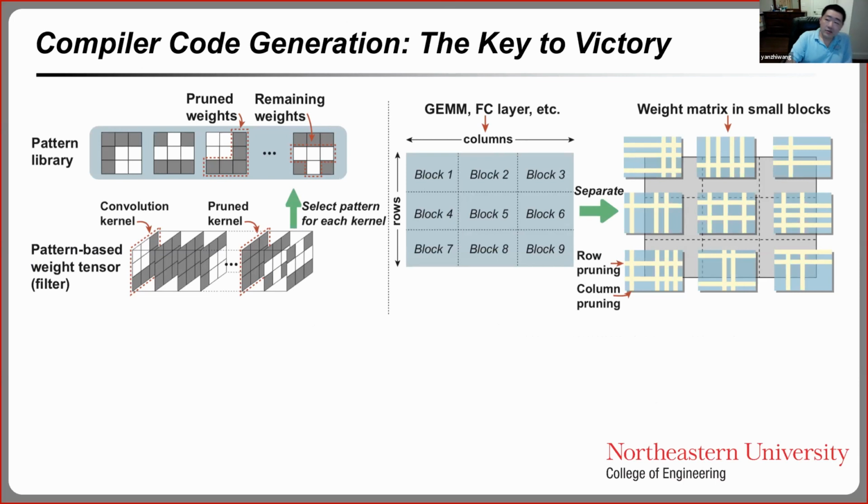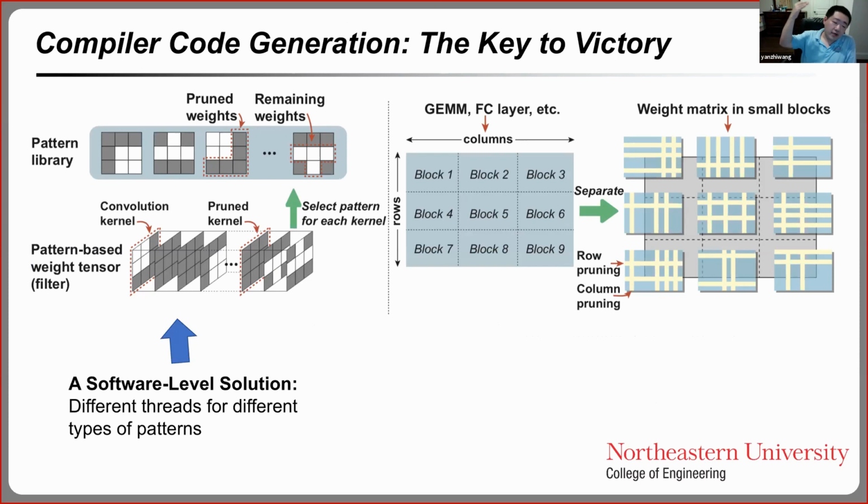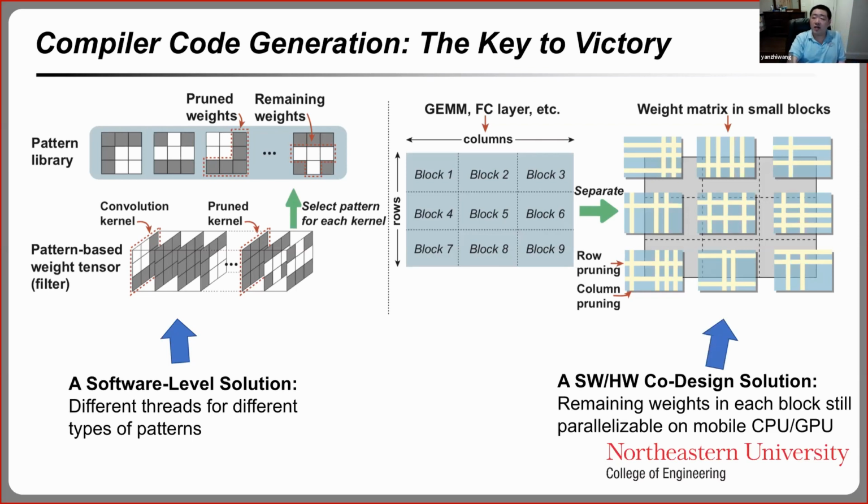As we can see with pattern-based pruning, the compiler uses a purely software-level solution, grouping the same patterns, assigning different threads, and assigning the threads to different cores for parallelism. For block-based pruning, it is a software-hardware co-design solution because the remaining computation in each block can still be parallelized on mobile CPUs and GPUs. The parallelism degree is still high.